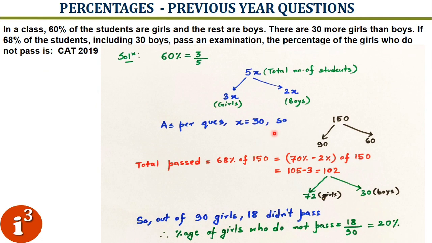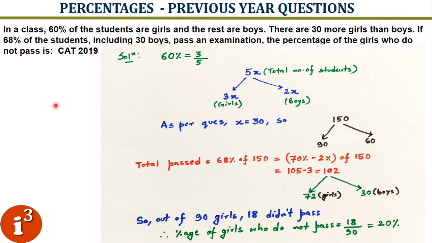So if anyone who knows this, directly draws these two diagrams, calculates 68% of 150, knows this 72 and knows that 18 didn't pass, 18 by 90 is 20%. This is roughly a 1 minute question. It'll take 1 minute to solve. But remember, always convert these things. If it is given 60%, 40%, you convert it to 3x and 2x out of 5x. Always try to convert them.